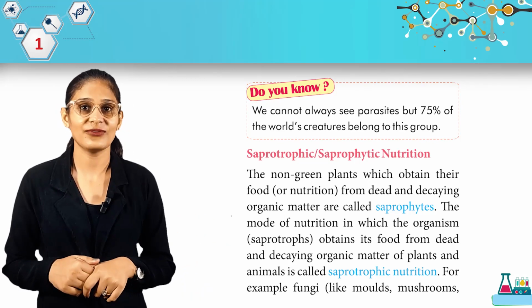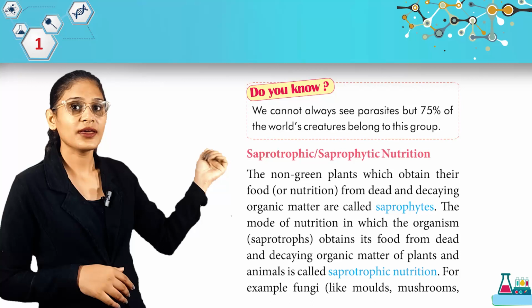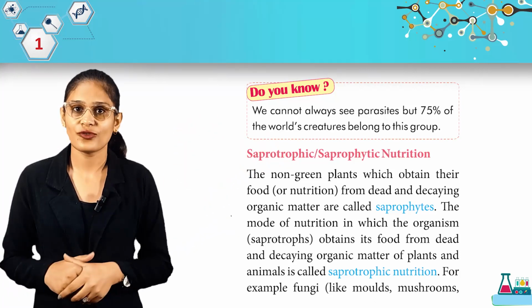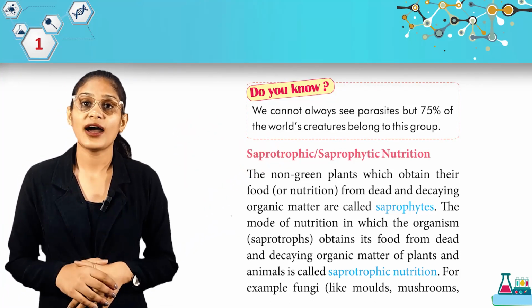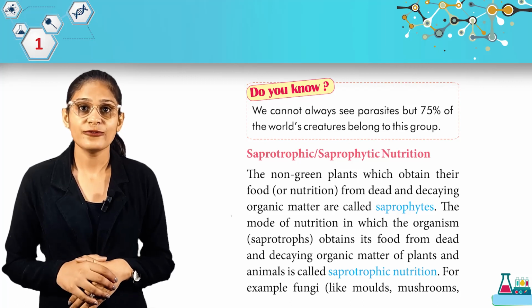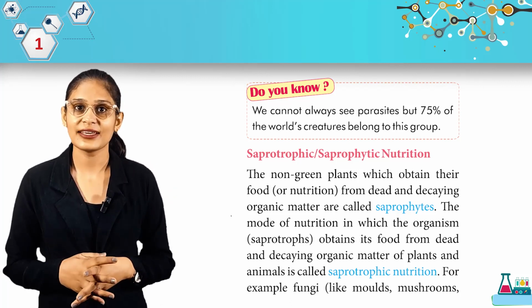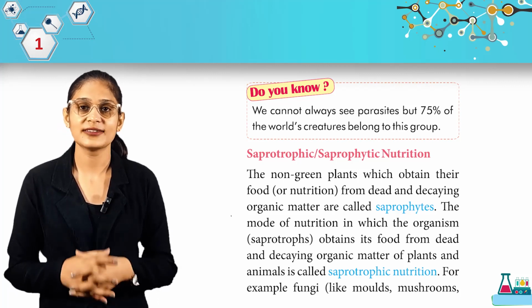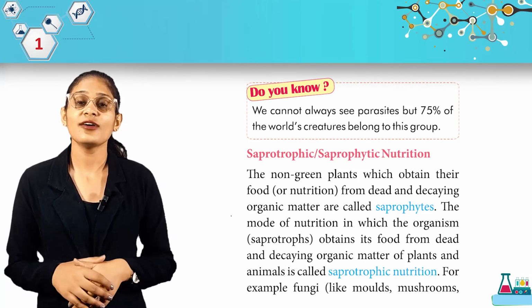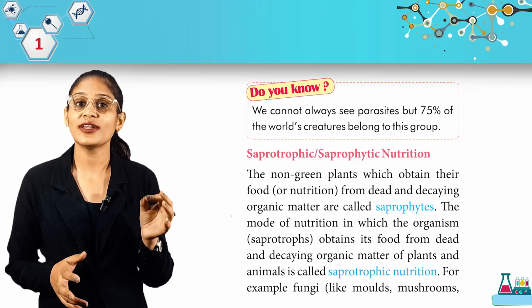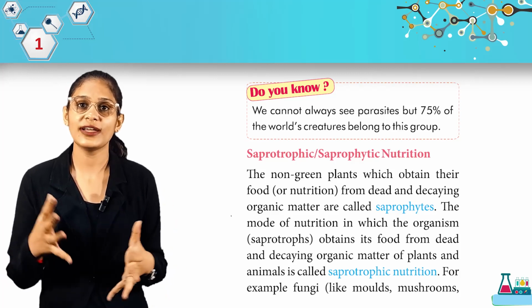Get it, students? Now we have saprotrophic, saprophytic nutrition. The non-green plants which obtain their food or nutrition from dead and decaying organic matter are called saprophytes. So students, saprophytes क्या है? वो नॉन ग्रीन प्लांट्स जो डेड और डिकेइंग मैटर से खुद को फीड कराते हैं.